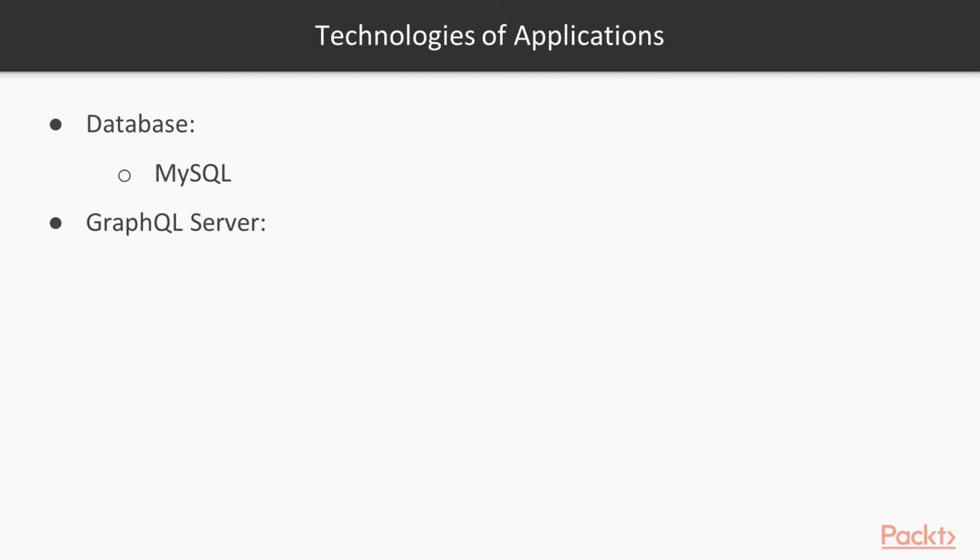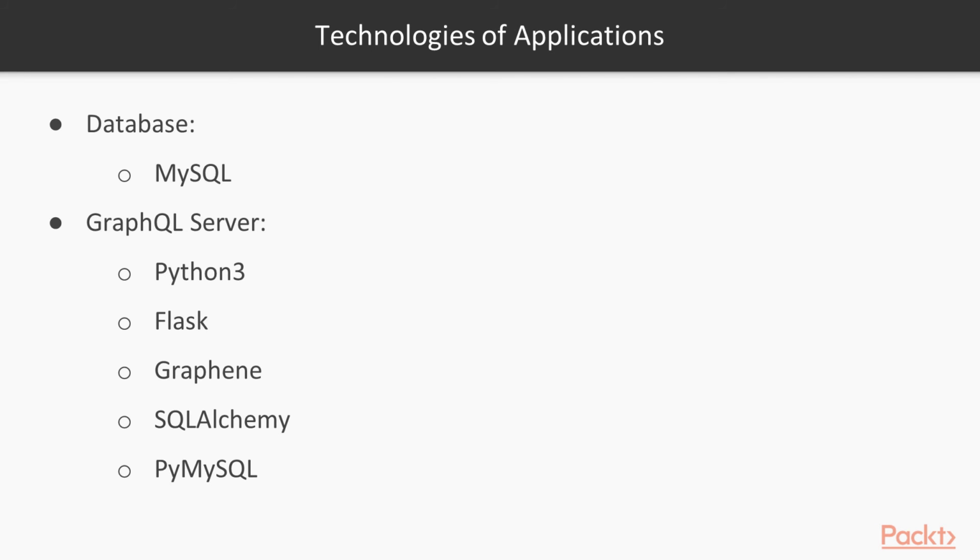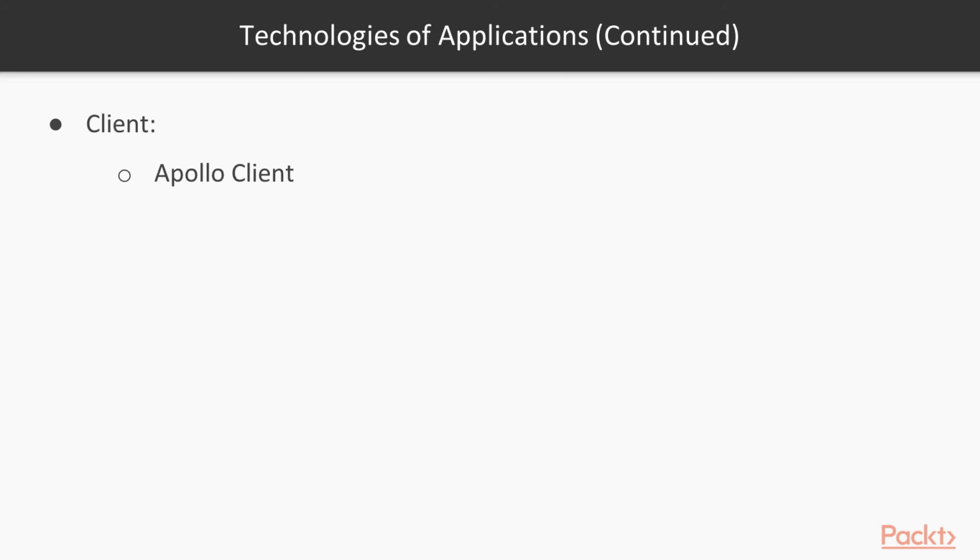be accomplished. The project is segregated into the following folders: client, DB, and server. Each folder contains the scripts and code needed to build the respective application. The technologies utilized by each of these applications are: for the database, MySQL; for the GraphQL server, Python 3, Flask, Graphene, SQLAlchemy, and PyMySQL; for the client, Apollo client, Node.js, and React.